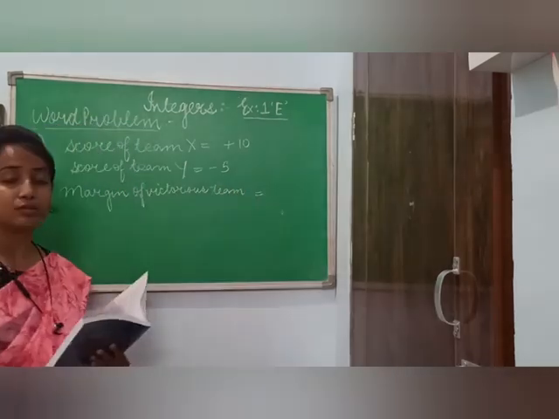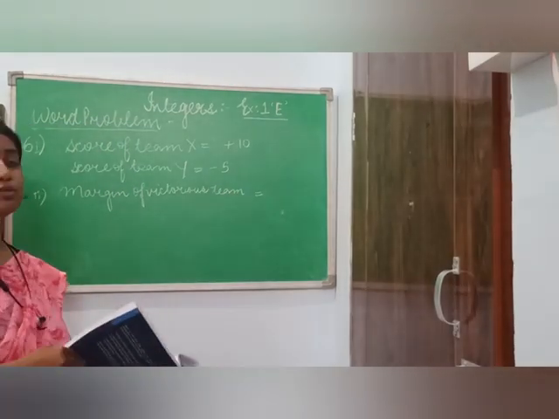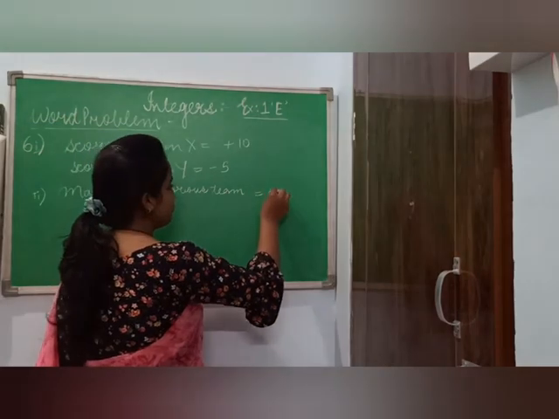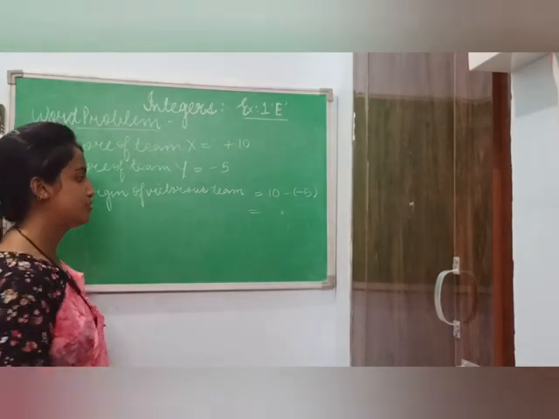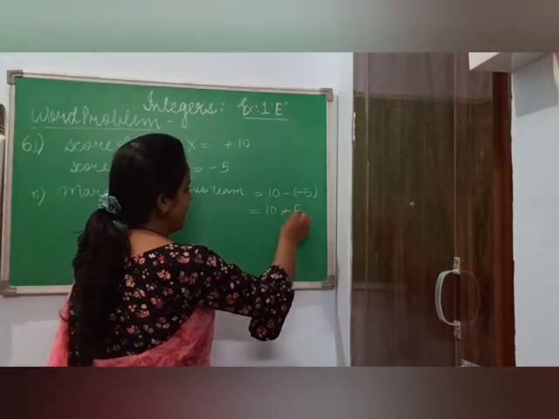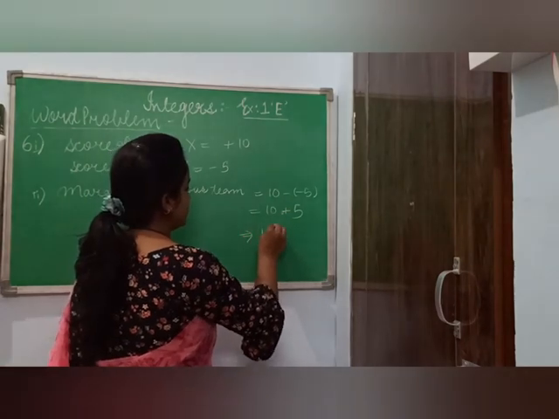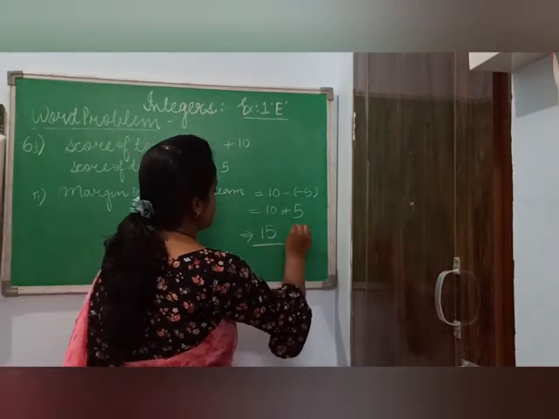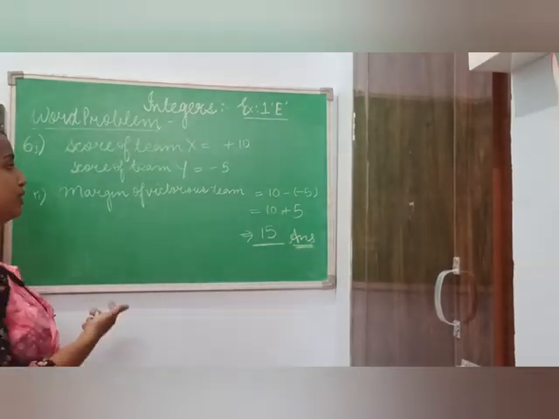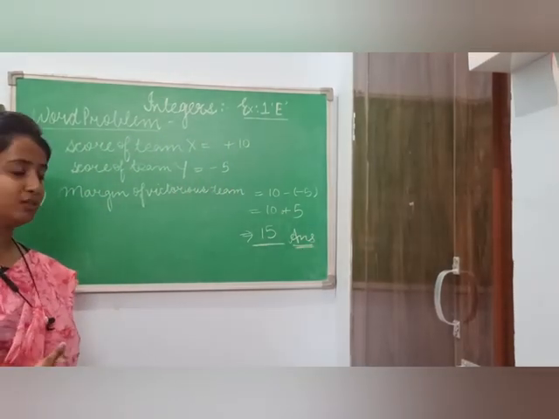For finding out the margin between both the teams, we have to find out the difference between the marks of both the teams. 10 minus minus 5, which means 10 plus 5, which is 15. So there is a margin of 15. There is a margin of 15 score between team X and team Y.